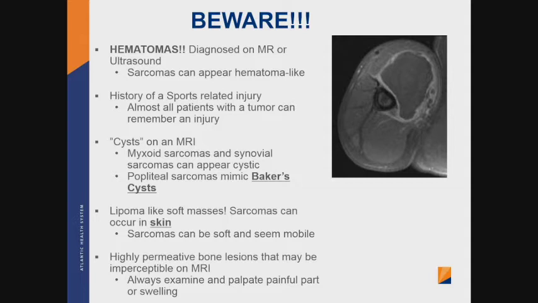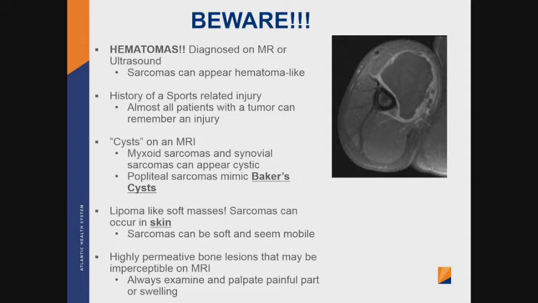Hematoma diagnosed on MRI or ultrasound, that's something that you should definitely second guess. Sarcomas can appear very hematoma-like on either MRIs or ultrasounds, and often a patient that presents with a large soft tissue mass with that diagnosis can have an underlying sarcoma. Always remember, with a patient with a sports-related injury, that a tumor can actually mimic a sports-related injury.